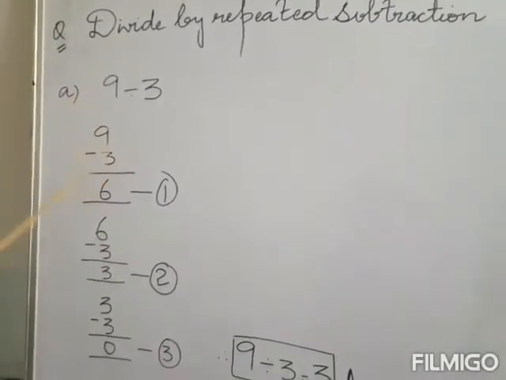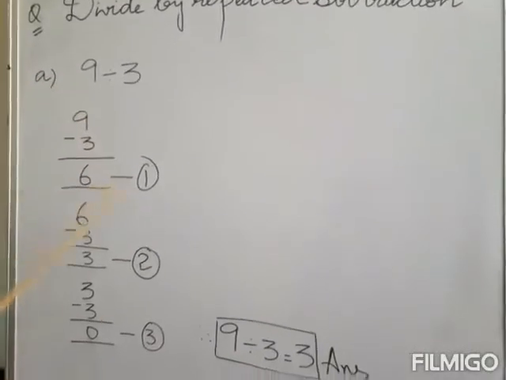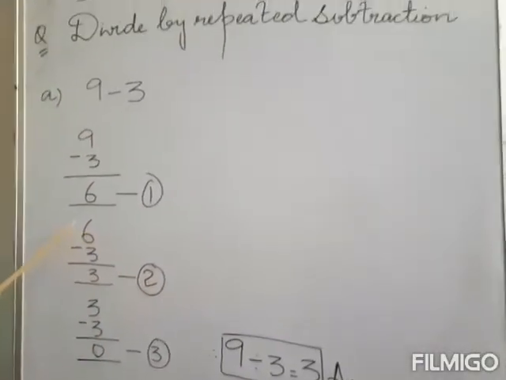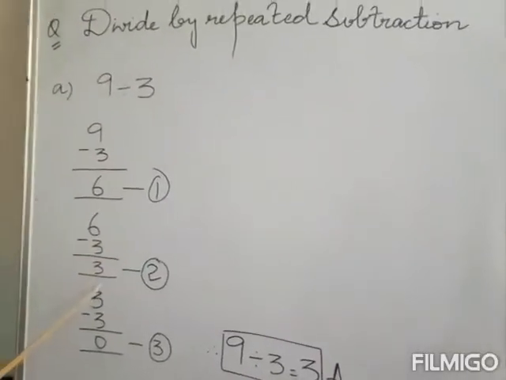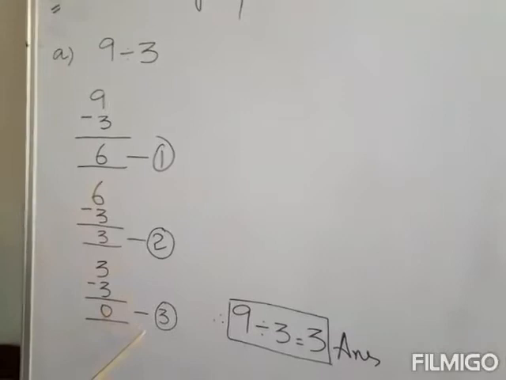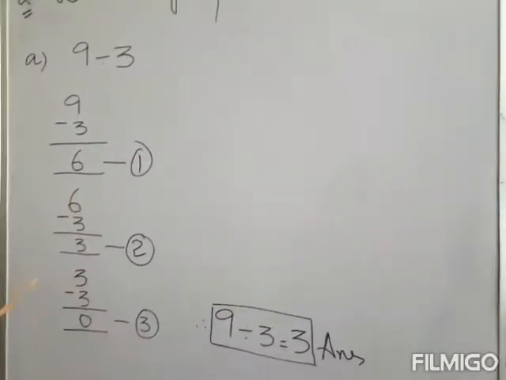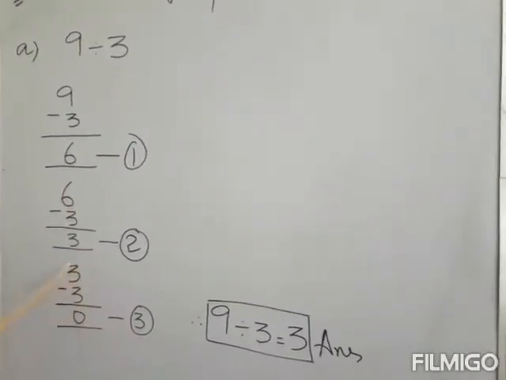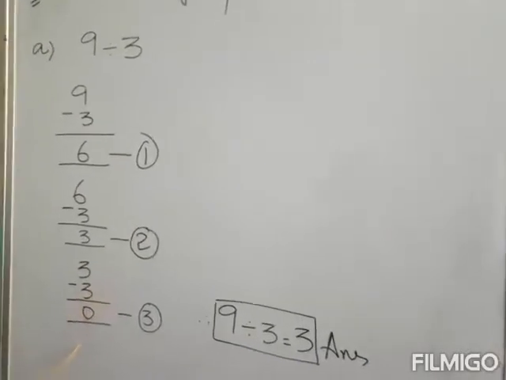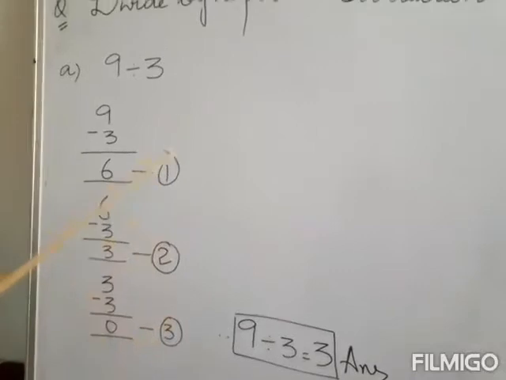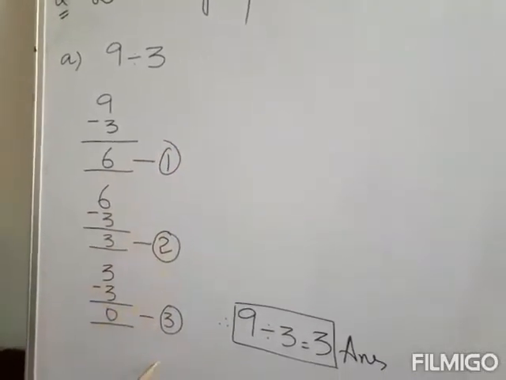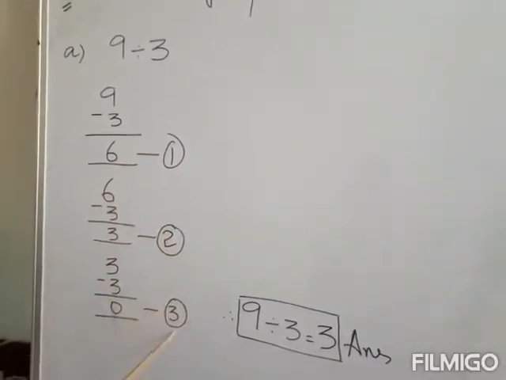9 minus 3 is equal to 6. Now, the second step is you have to subtract 3 from 6. 6 minus 3 is equal to 3. Now, the third step is you have to subtract 3 from 3. 3 minus 3 is equal to 0. Now, my dear students, total number of steps are 1, 2, 3. So, our answer is 3.